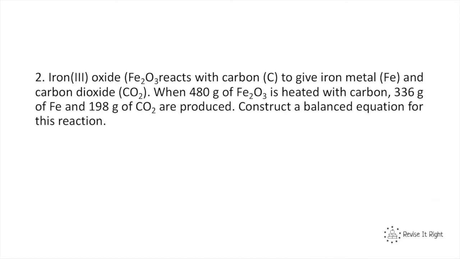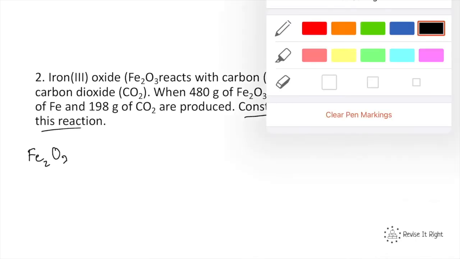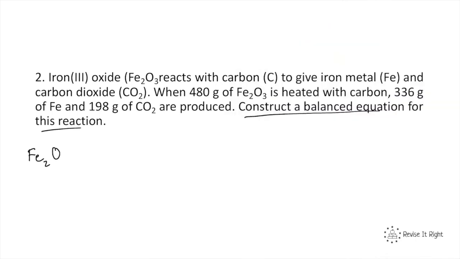Okay, so iron 3 oxide, which is Fe2O3, reacts with carbon to give iron metal and carbon dioxide. And again, it gives us our masses here, and it wants us to construct a balanced equation. So step 1, let's first construct our equation. So iron 3 oxide, which is Fe2O3. Okay, that's a very poorly written 3, so let's do that again. O3 reacts with carbon, which is C, to form just our iron metal, which is Fe, and carbon dioxide plus CO2.